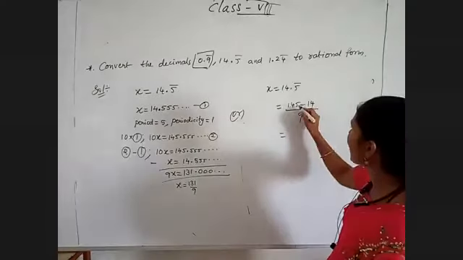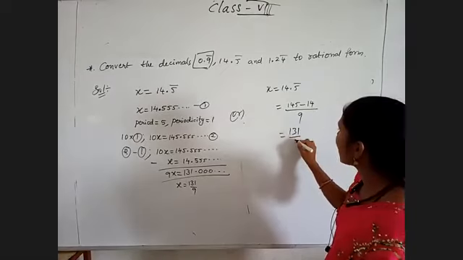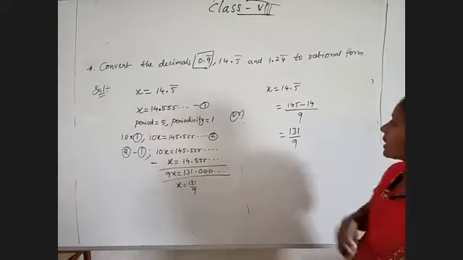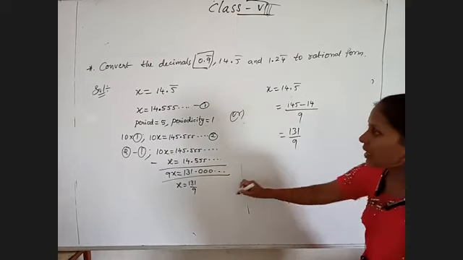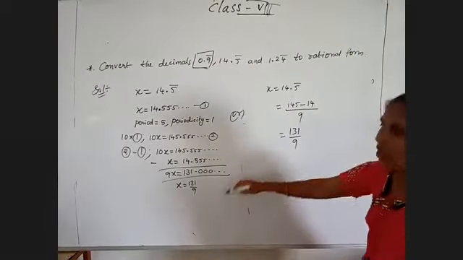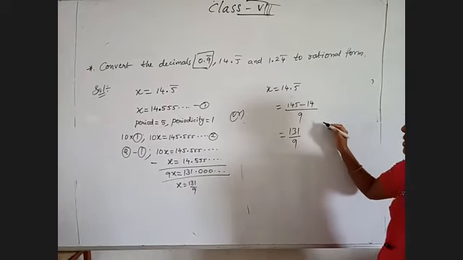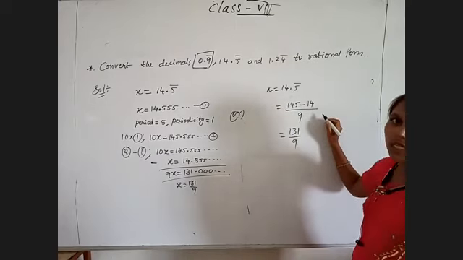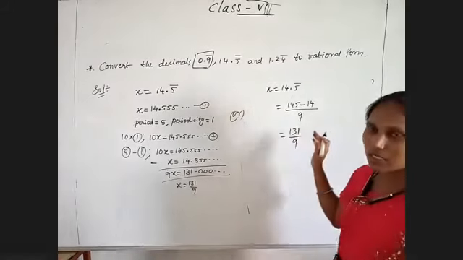That is nothing but 5 minus 4 is 1, 4 minus 1 is 3, and 1. 131 by 9. 131 by 9 is nothing but P by Q form. See, in this method, whatever answer we got, here also we got the same answer. So in this way, we need to choose the easiest method. So remember these two shortcuts.